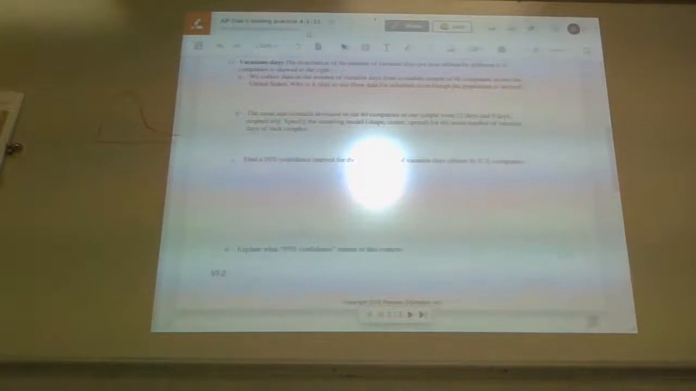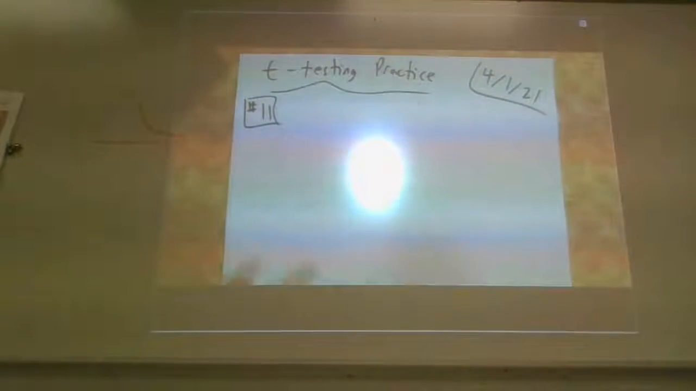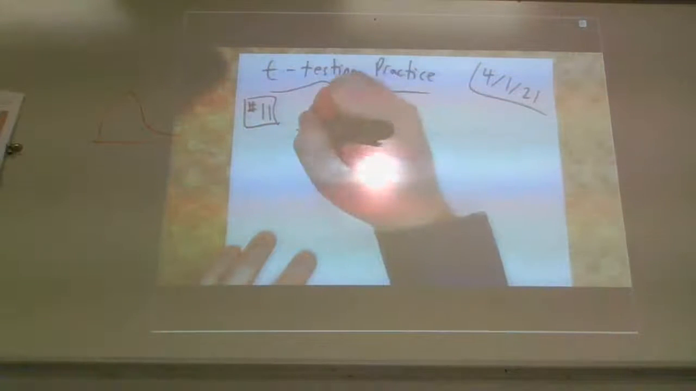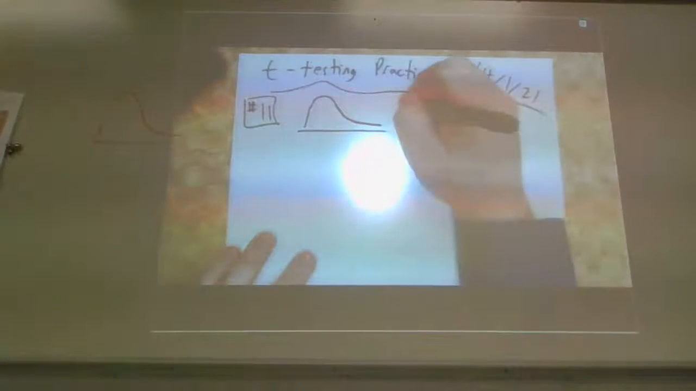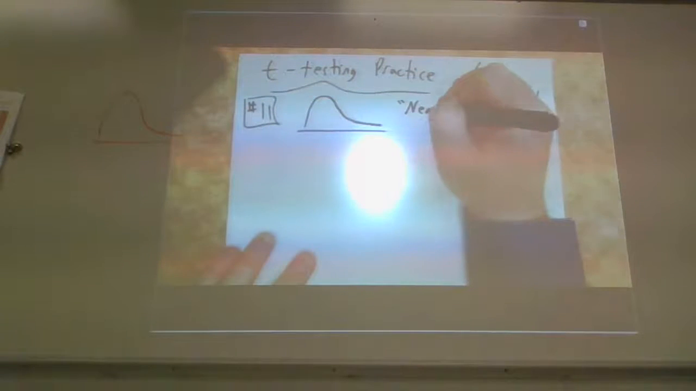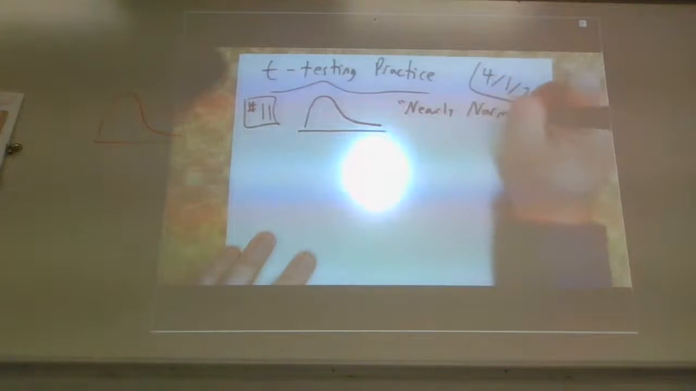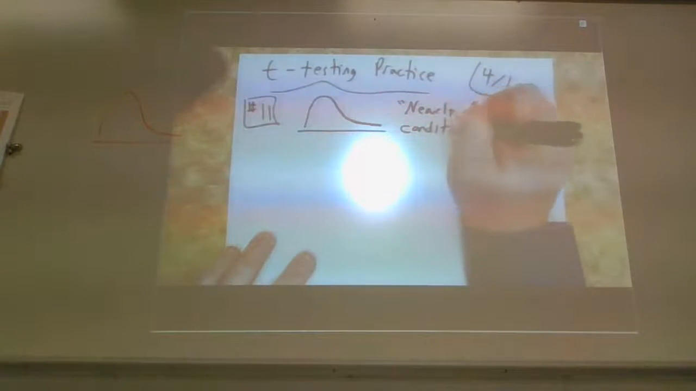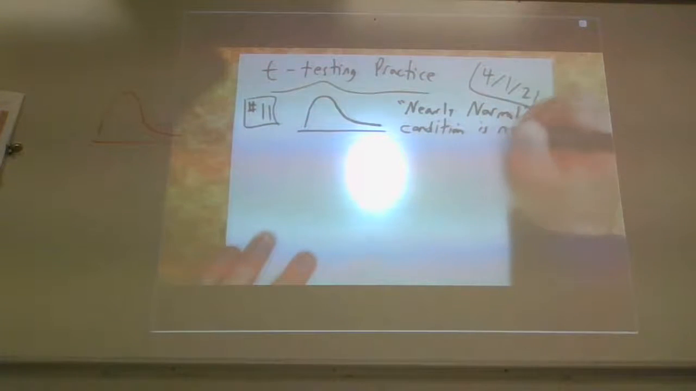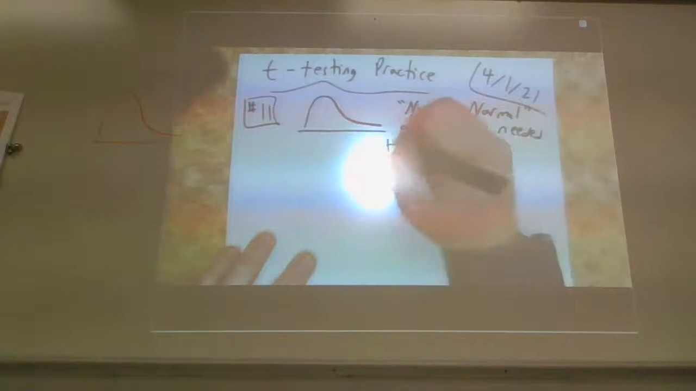So for this one, why is it okay to use these data for inference, even though the population is skewed? We'll draw a little picture here. Skewed data. Quote, nearly normal condition is needed to proceed.